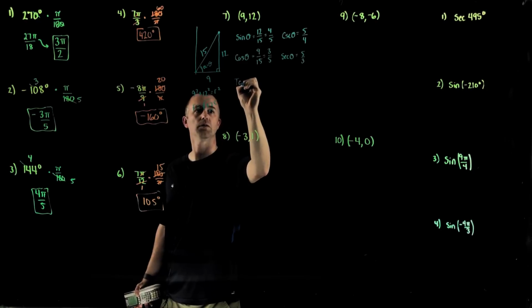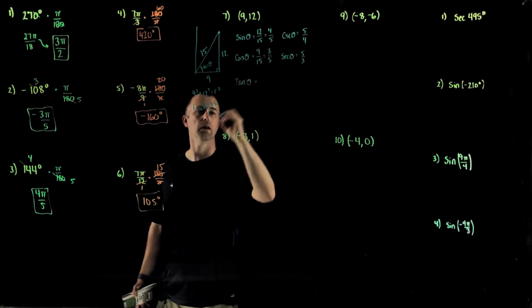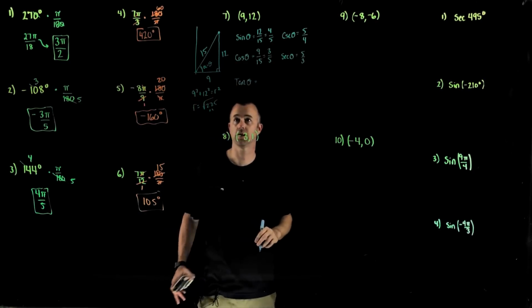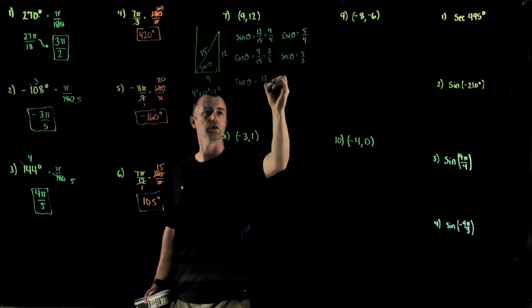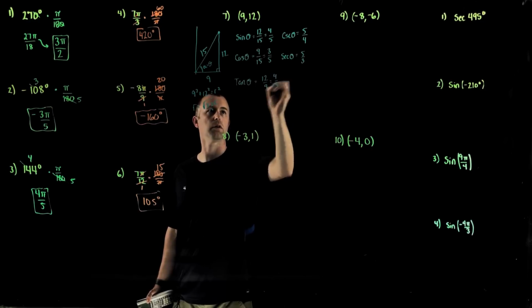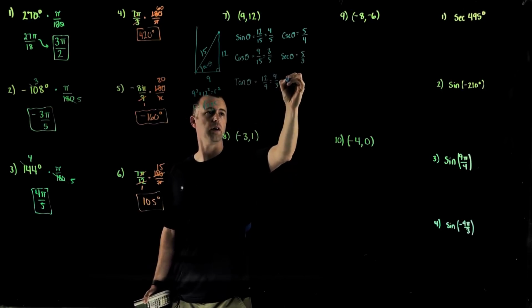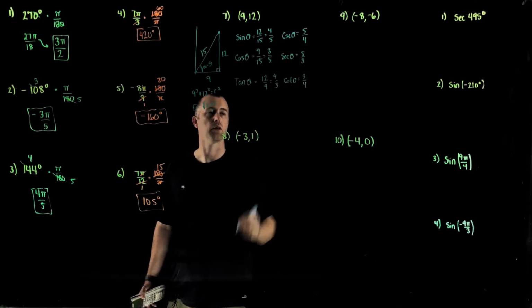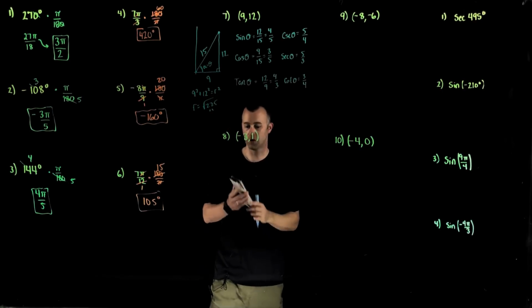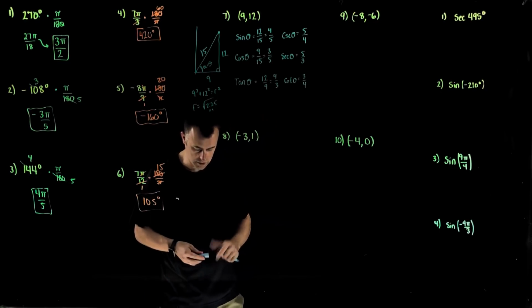Next up, we have tangent of theta, and that's going to be opposite over adjacent, so 12 over 9. So 12 divided by 9, which is 4/3. And finally, cotangent of theta, that's going to be 3/4. So those are going to be your 6 trig ratios based off of that point.